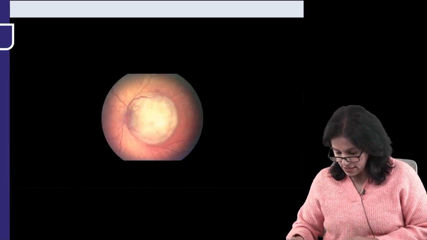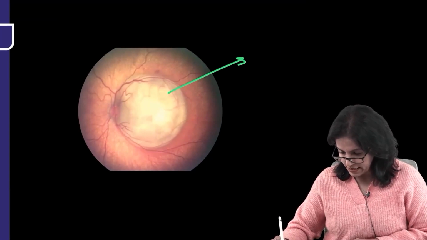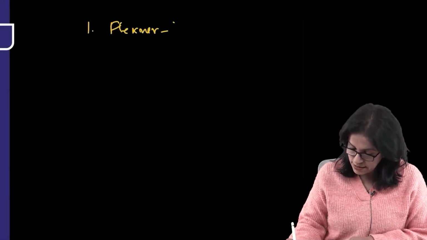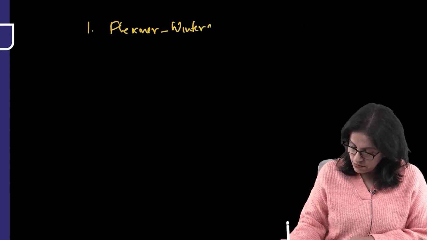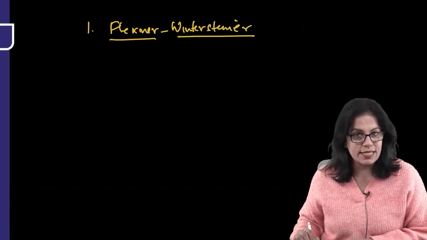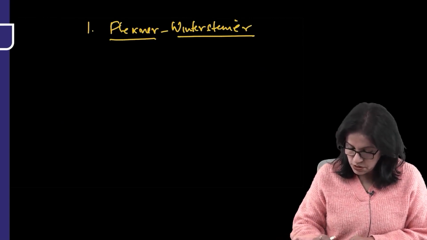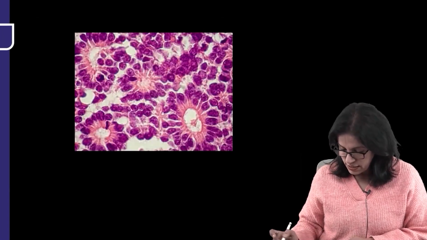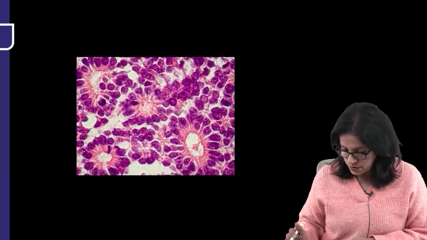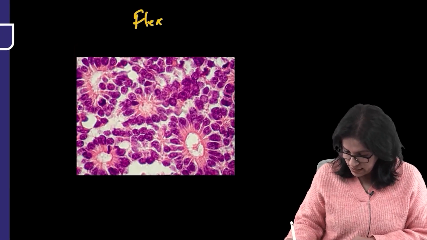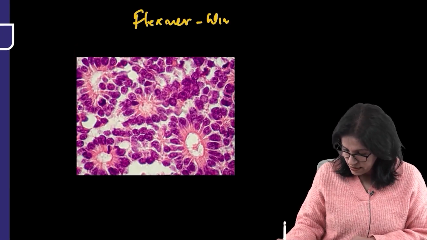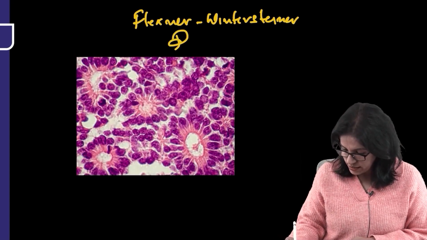And this is the retinoblastoma, that is a tumor in the retina. This is your retinoblastoma. Flexner-Wintersteiner. So this is our pattern of differentiated cells. Flexner-Wintersteiner are columnar cells with a central lumen. Let's have a look. If you see, these are columnar cells with a central lumen. This is what Flexner-Wintersteiner is. We also call it rosettes. These are rosettes.